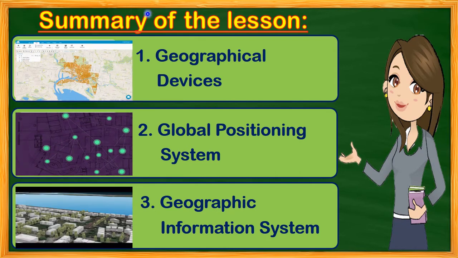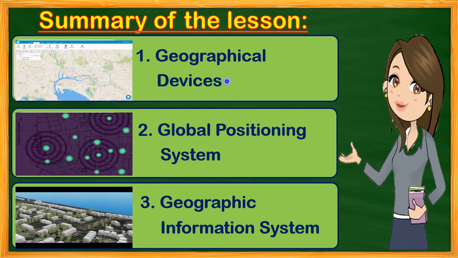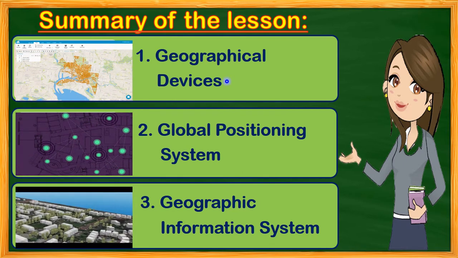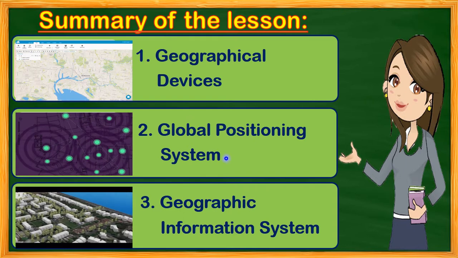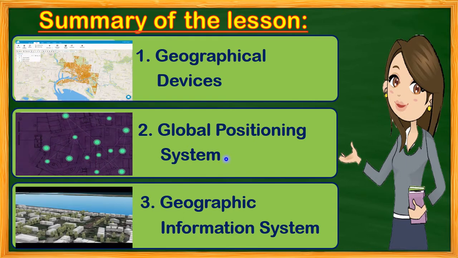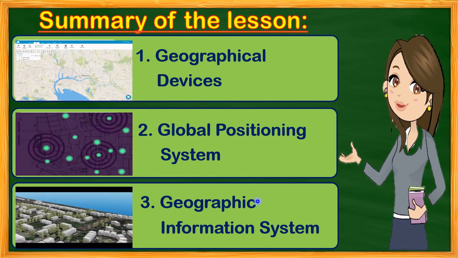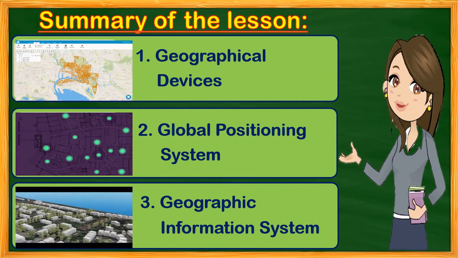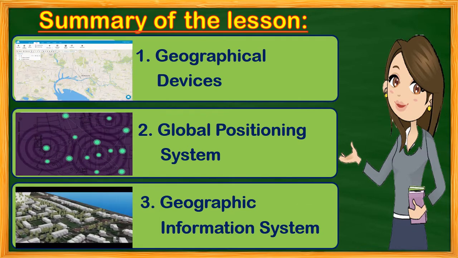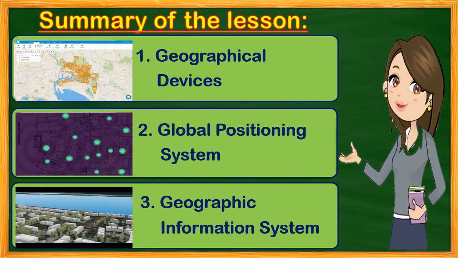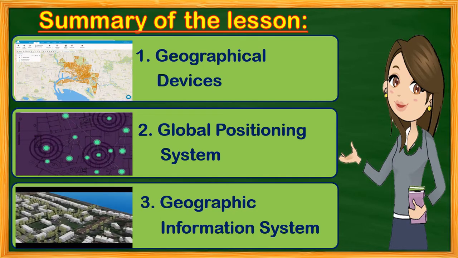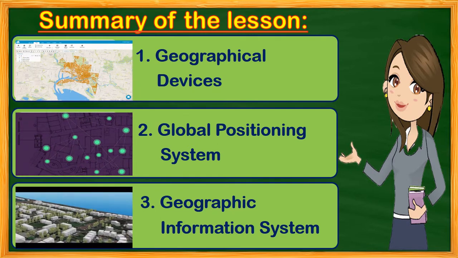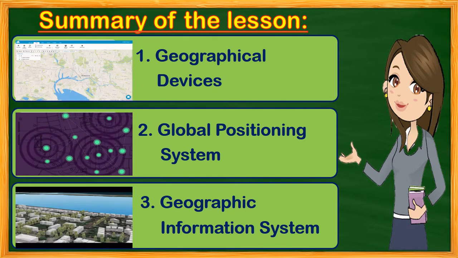So, the summary of our lesson for this week. Number 1, we have studied about geographical devices, and we have studied the 10 geographical devices. Number 2, we have studied about global positioning system. And the last one, we have studied about geographic information system. And guys, if you do not understand something about this topic, you can always send me a message in our Google Classroom account, because as soon as I read it, I will reply to you.